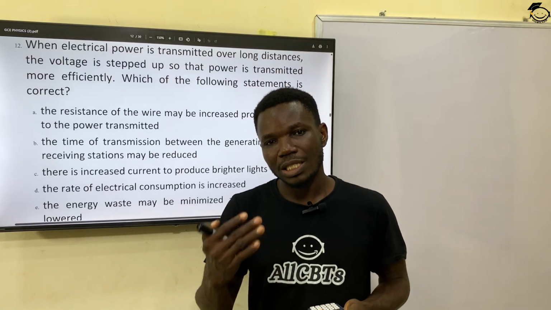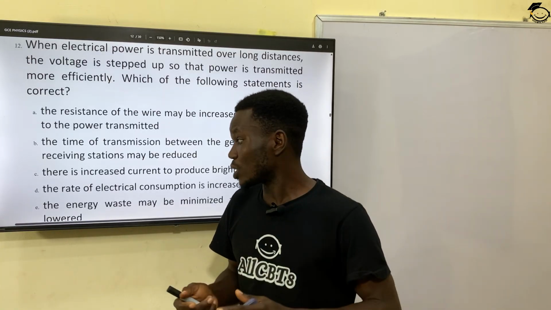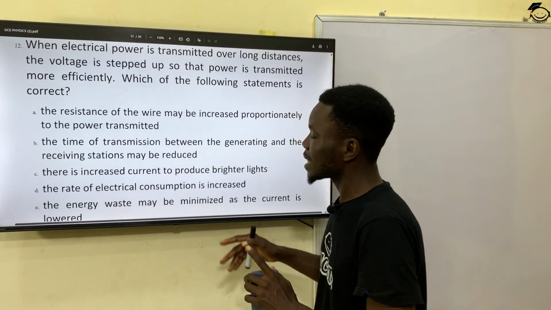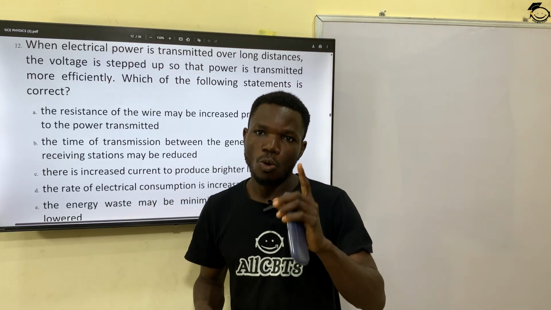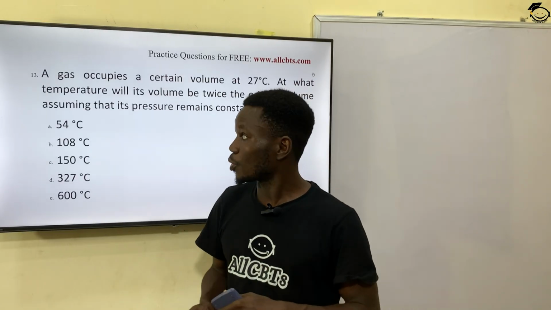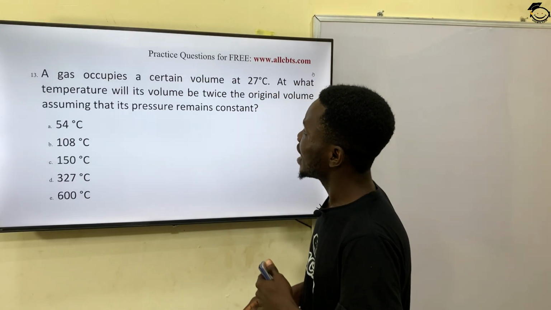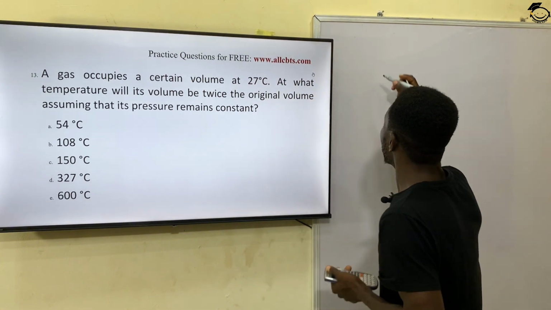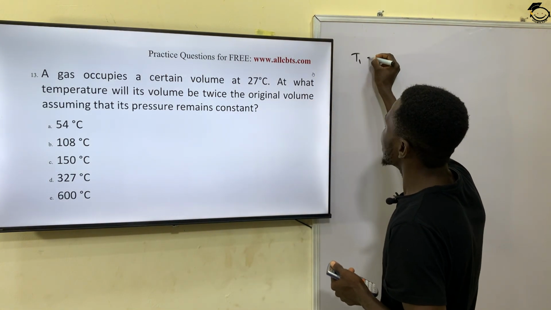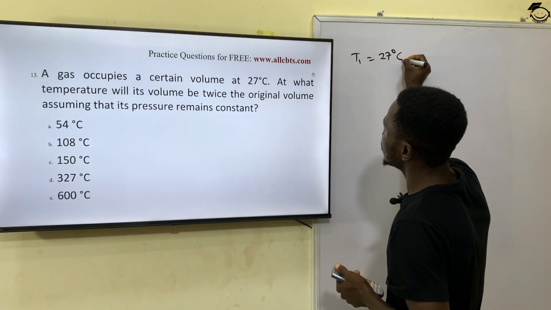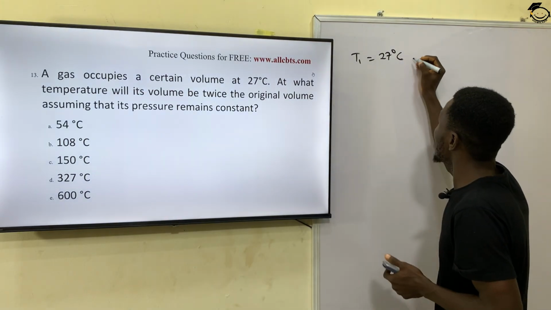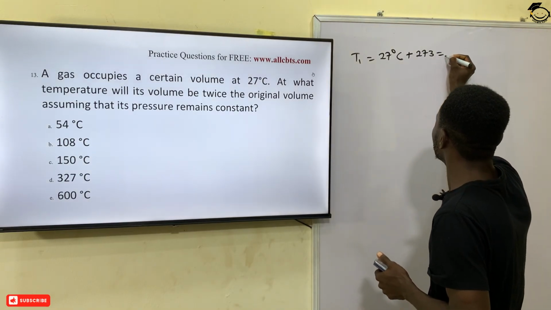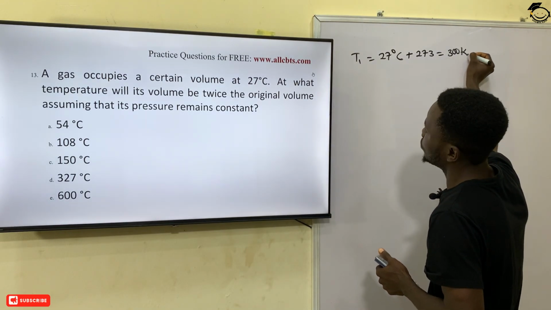That is wasted energy. So the correct answer to this question is option E, that talks about the energy waste may be minimized as the current is lowered. So moving on to the next question, which is question number 13. It says, a gas occupies a certain volume at temperature T1 as 27 degrees Celsius. And all I have to do here is convert it to Kelvin. This is plus 273, and this will give me 300 Kelvin.